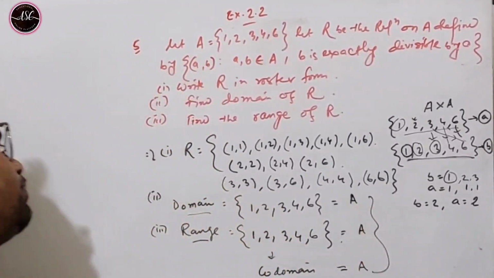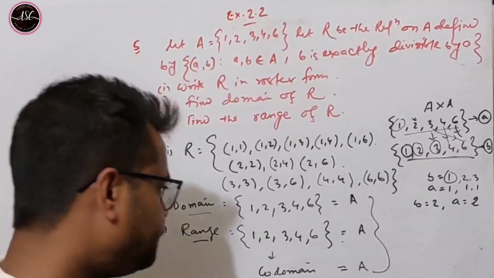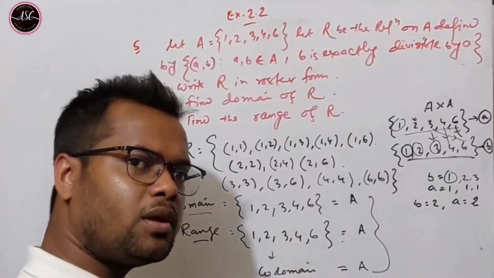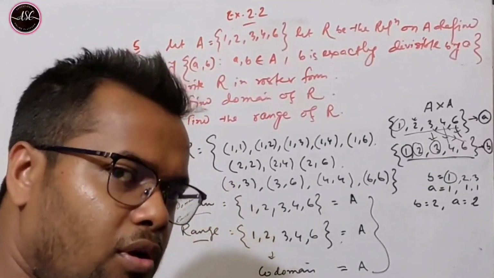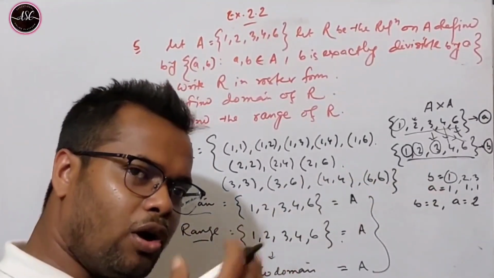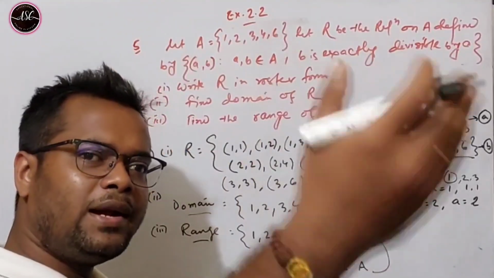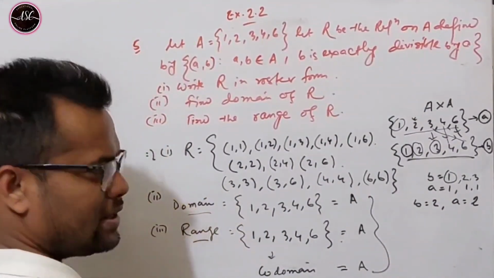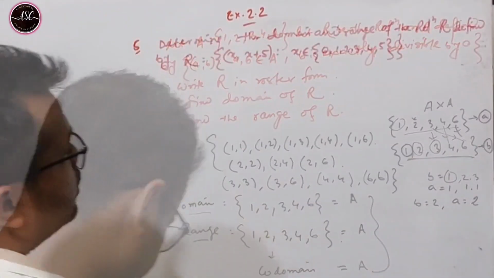So if there is a question saying that write down a relation on a set A where the domain, range and codomain of R are the same, this is your answer. This is an example.